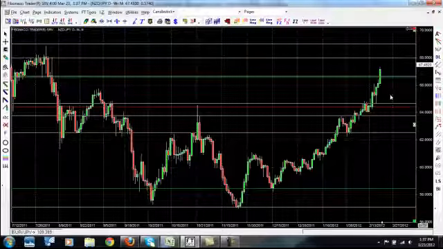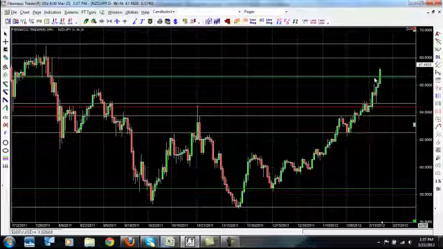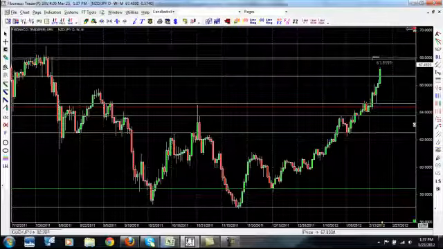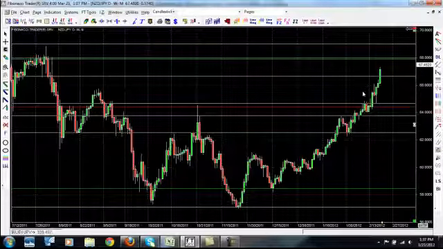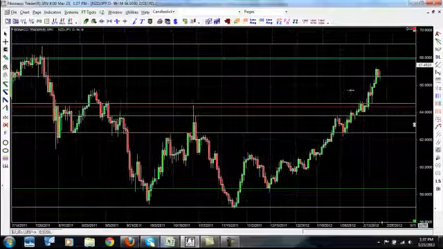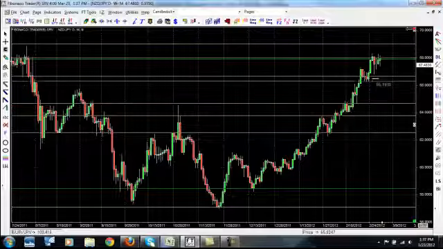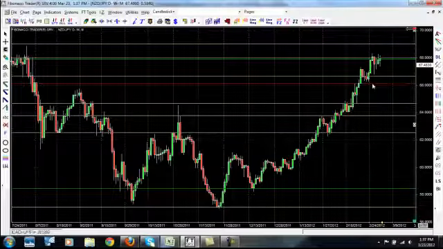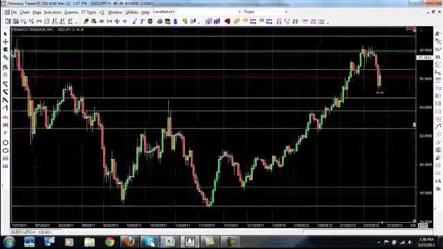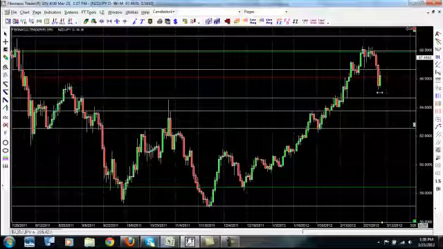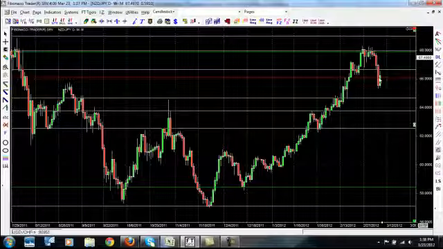Okay, so now we're going to look for the next profit target, which is going to be right in here. Okay, and boom, it hit it again. I'm going to put my stop below this swing low here. Boom, we got stopped out. You got it? So we got stopped out.